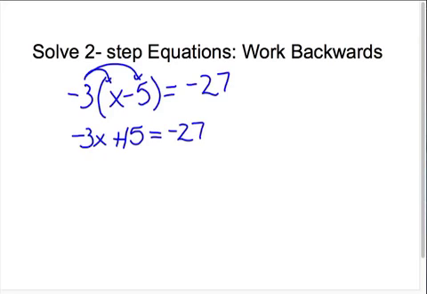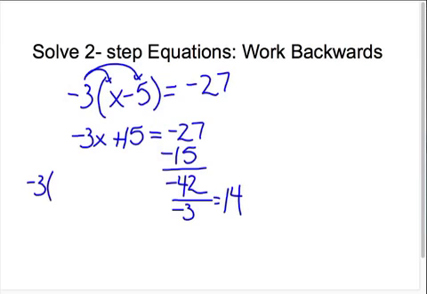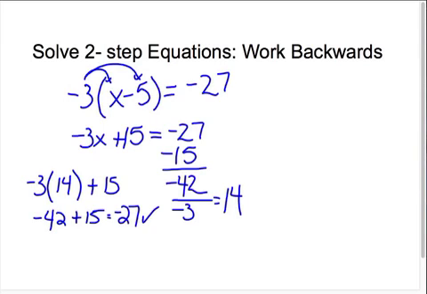And now you'd first undo your add 15, which would be minus 15. And that's going to give you minus 42. And divide by negative 3, which is the opposite of multiplying by negative 3. And that is going to give you 14. You can check this. Negative 3 times 14 plus 15. And see what you get. You're going to get negative 42 plus 15. That's going to equal negative 27. And everybody's happy once again.